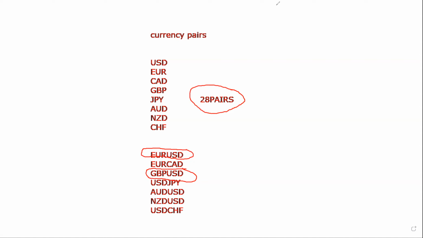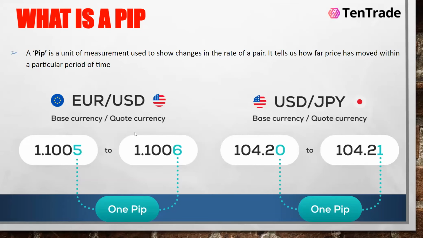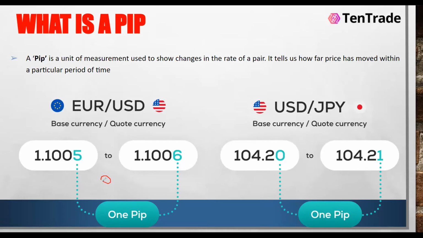Okay, so I had to say that because it will help me explain these concepts clearly about pip calculation, right? So when we did this calculation, we arrived at 0.0001. So this is step one, to subtract. Step two is to move this decimal. So for every currency pair that does not have JPY in it, once you do your calculation, you want to move the decimal 4 places forward.